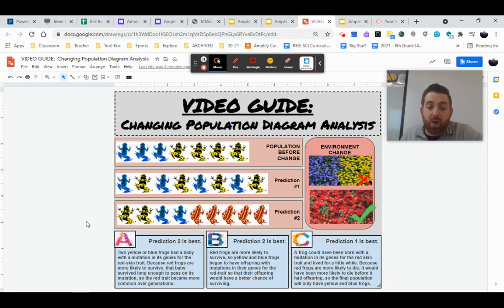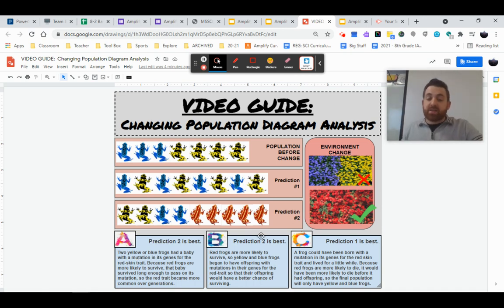So, prediction number two is best. Two yellow or blue frogs had a baby with a mutation. That mutation was passed down, and then that mutation was able to survive in this new red environment. That is the best and correct answer in this case.